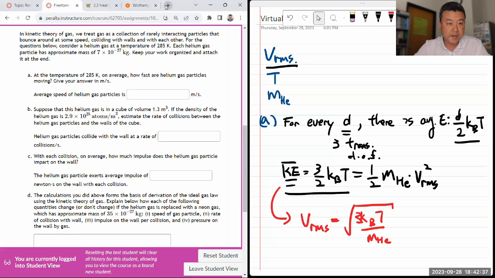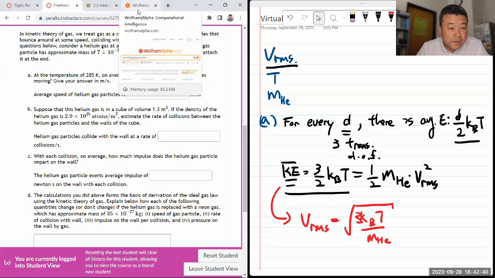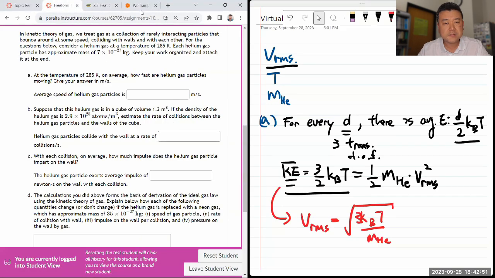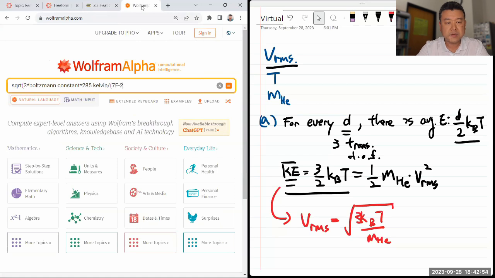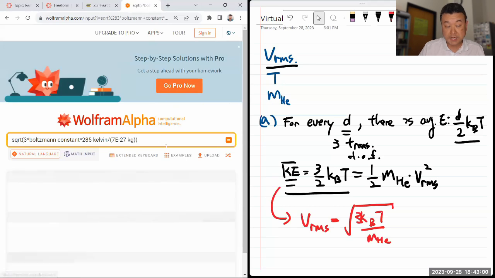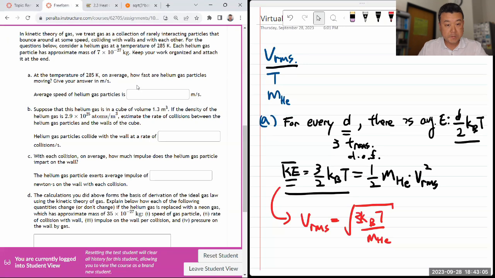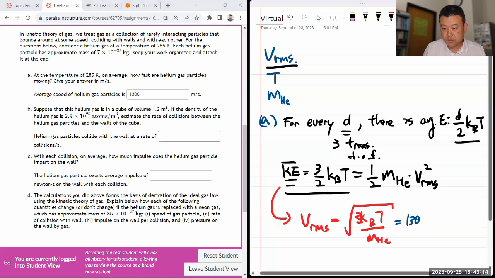And the temperature I had was 285 Kelvin, divided by the mass of the helium. I'll use the value they give us, 7e-27 kilograms. So that should give me some number in meters per second. Pretty high, usually, yeah. 1300 meters per second. So I'll just write this is equal to 1300 meters per second, Wolfram Alpha.